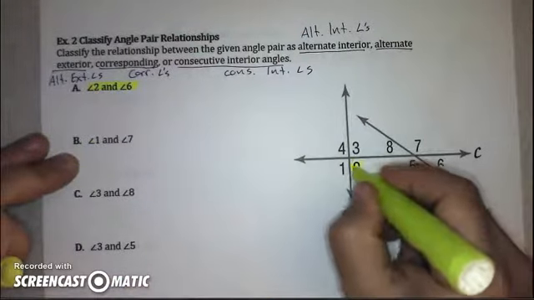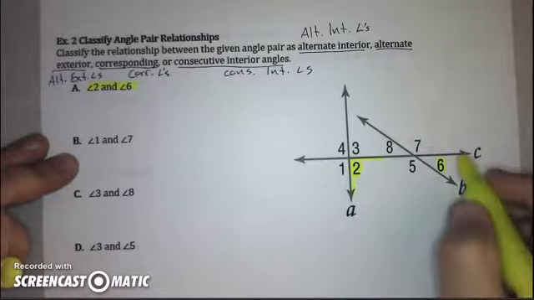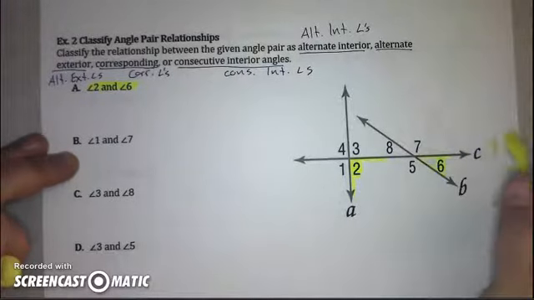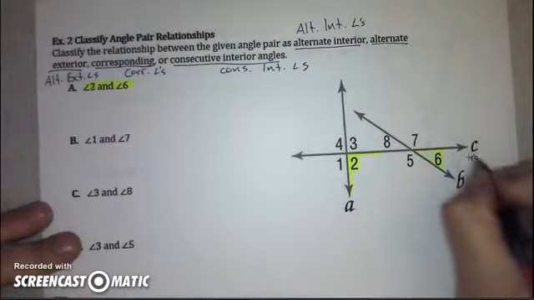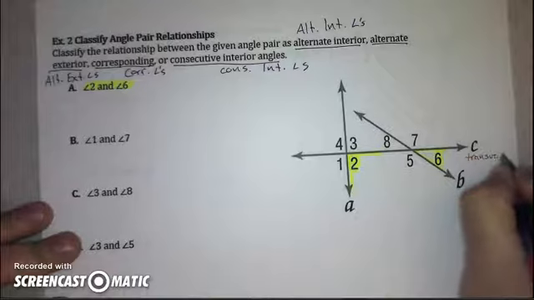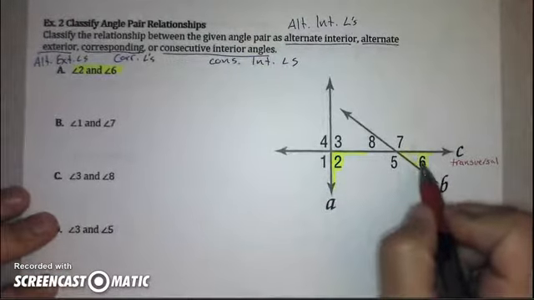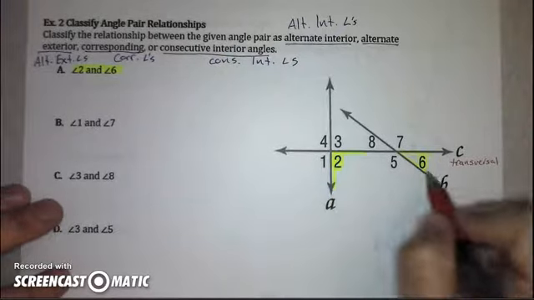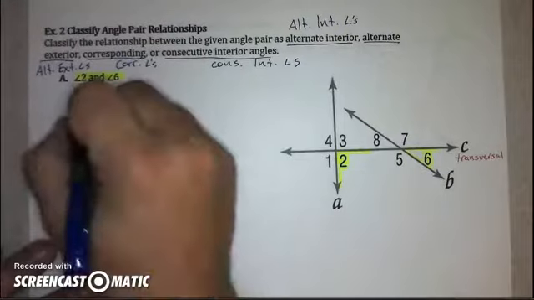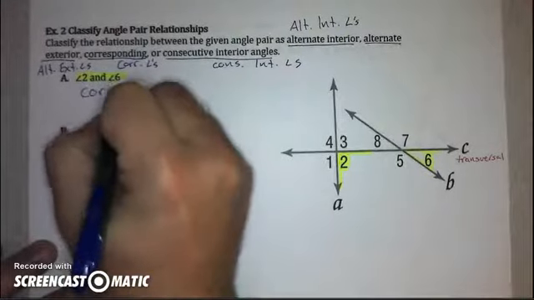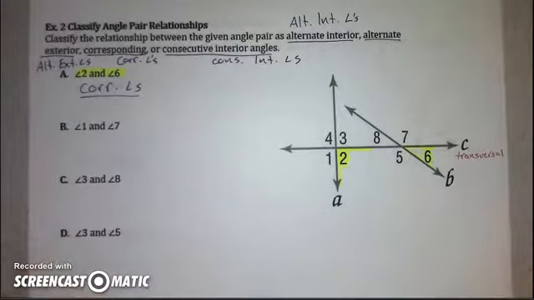Angles 2 and 6, angle 2 is formed by these two, angle 6 is formed by these two. Now, line C here is your transversal. And so they are both on the same side of the transversal, and they're both to the right of these other two lines. So those are the same sides of the other lines. So these are corresponding angles. Same side of the transversal and same side of the other two lines.